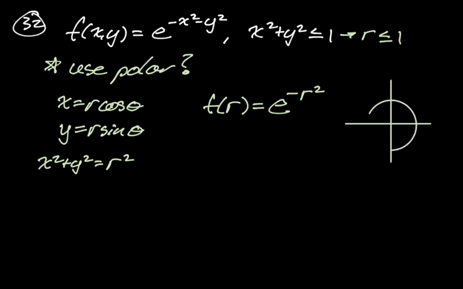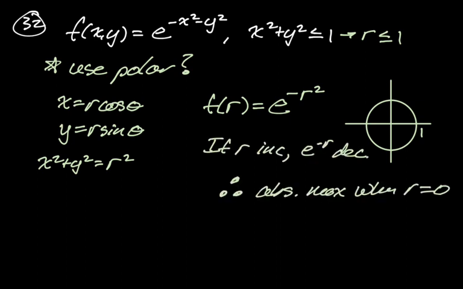Let's draw this. Of all the things I can have here, if r gets bigger, e to the negative r squared gets smaller. So if r increases, e to the negative r squared decreases. So the absolute max would be at the smallest possible r value in this region. Keep in mind, we're squaring, so it doesn't matter if you consider negative r values, although really we just need to be between 0 and 1. So the maximum will definitely be when r is equal to 0. That's the biggest we could ever get.